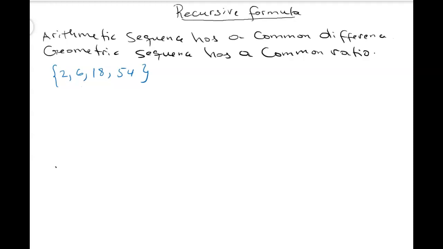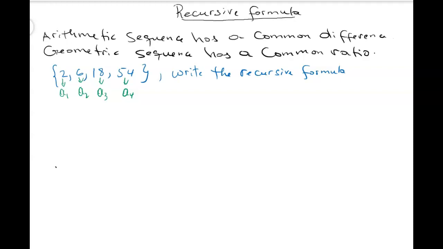And again, we have to write the recursive formula. This sequence has 4 terms. The first term is 2, the second term is 6, the third term is 18, and the fourth term is 54. So the sequence has 4 terms.